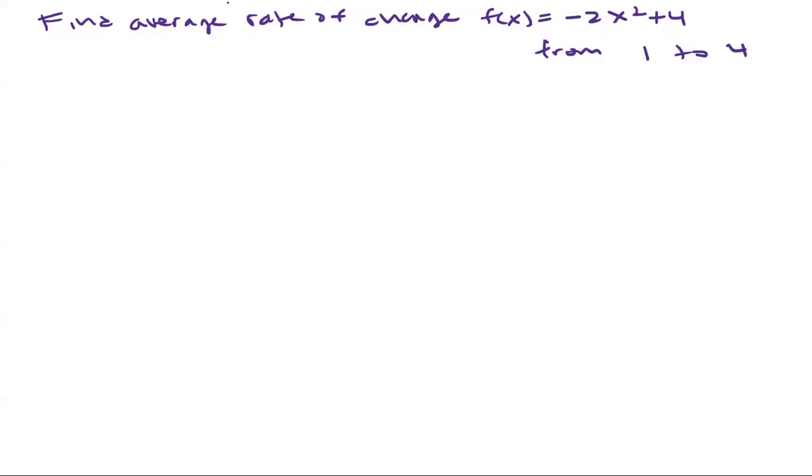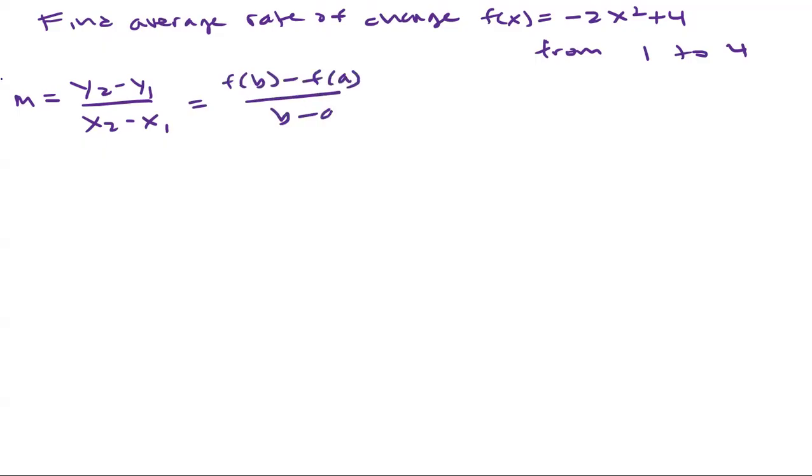So we want to find the average rate of change, slope, speed, whatever you want to call it. We have the function f of x is equal to -2x squared plus 4, and we're going to go from 1 to 4. So we want to find the average rate of change from 1 to 4. So how do we do that? We need the formula. So we know the slope formula. Slope formula is y2 minus y1 over x2 minus x1. Another way to rewrite the slope formula is f of b minus f of a over b minus a. They're exactly the same thing.